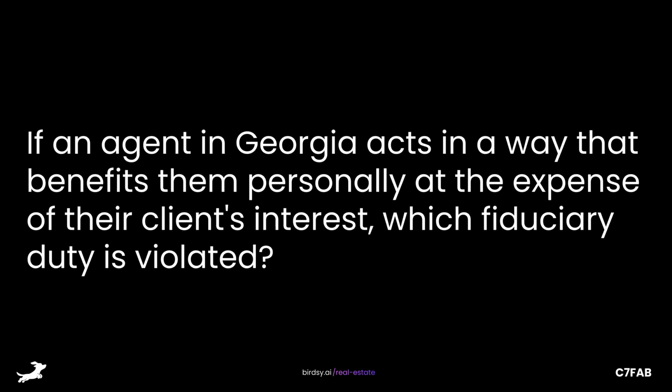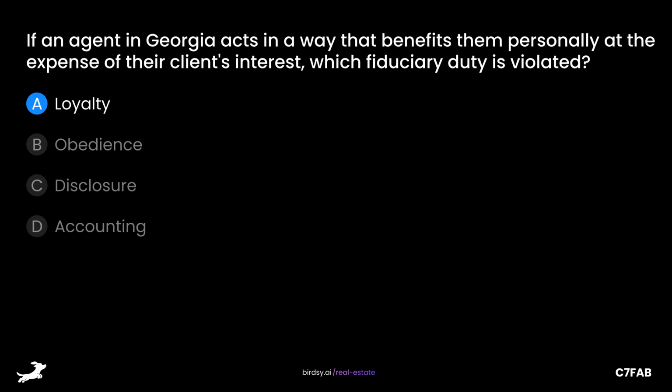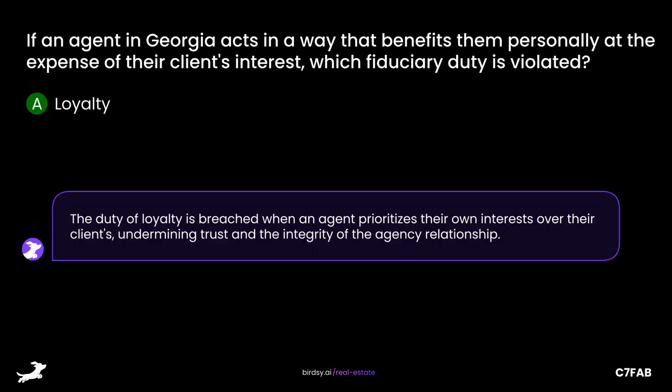If an agent in Georgia acts in a way that benefits them personally at the expense of their client's interest, which fiduciary duty is violated? Is it A. Loyalty, B. Obedience, C. Disclosure, or D. Accounting? The answer is A. Loyalty. The duty of loyalty is breached when an agent prioritizes their own interests over their clients', undermining trust and the integrity of the agency relationship.